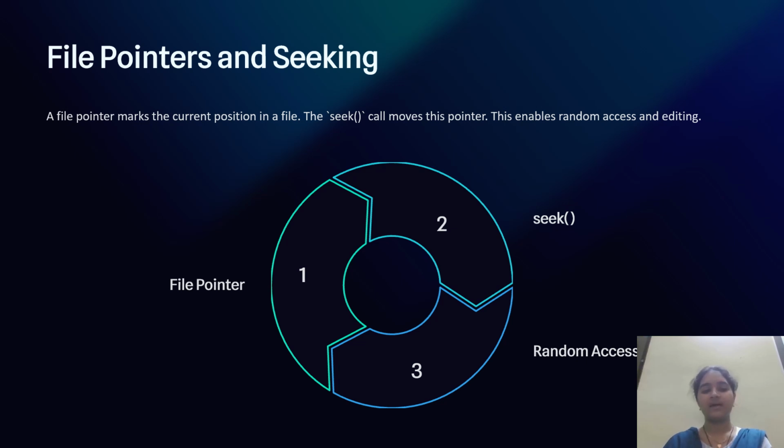When you open a file, the pointer starts at the beginning, like byte equal to 0. As we read or write, the pointer moves forward automatically. You can also move it manually. This is called seeking. Seeking means moving the file pointer to a specific location in a file. It is useful for reading or writing at a specific position. You don't have to read the whole file line by line.